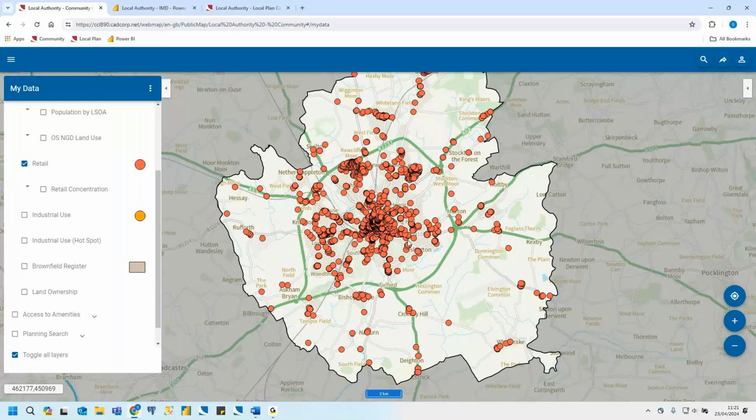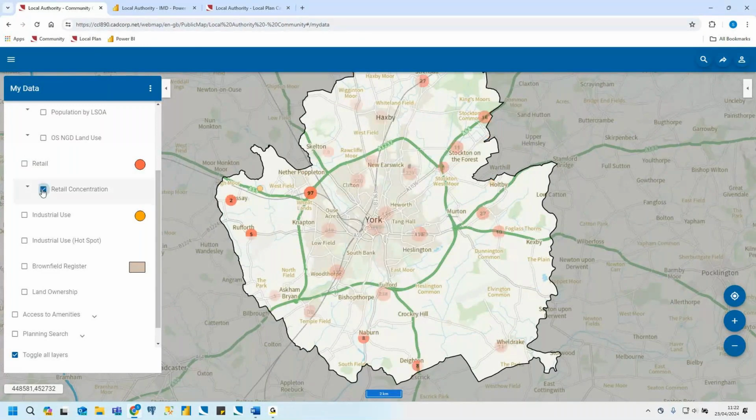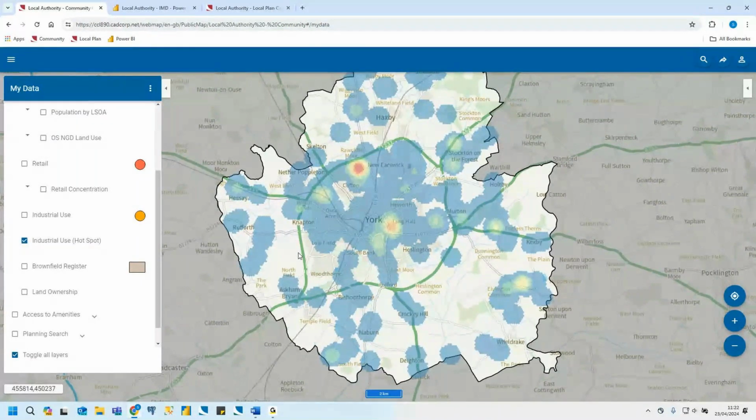So we can see there are lots of retail units in York, and you can visualize this information in many different ways. So here's an example where I've used a cluster technique to identify where those retail clusters are across York. Obviously, the city centre is going to be pretty prominent, but it does identify those clusters around the city centre as well. And then just to show a different visualization approach, here we're looking at industrial type businesses, but using a hotspot analysis to pick out the concentrations and understand where these types of businesses are located within the authority area.